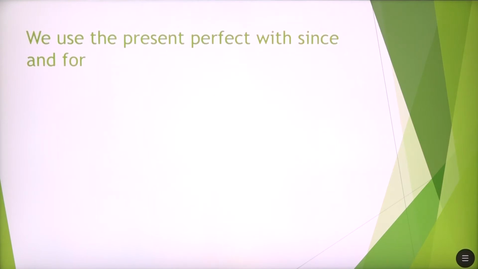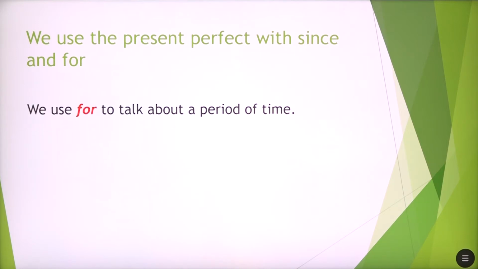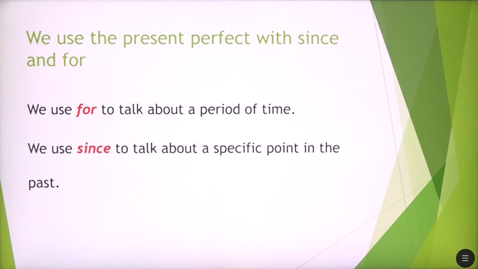We use the present perfect with since and for. These are expressions that we often use when we are talking in the present perfect. We use for to talk about a period of time. We use since to talk about a specific point in the past.